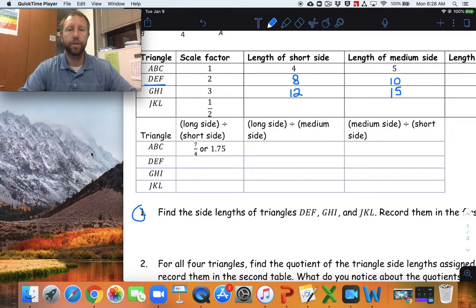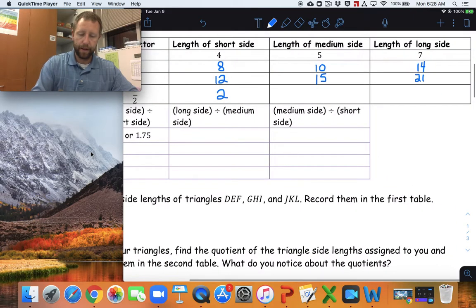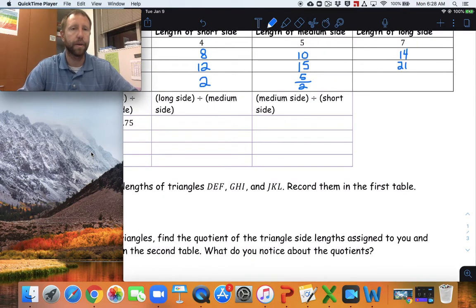My last one here, triangle JKL, and that one is scale factor of 1/2. So I'm going to go ahead and multiply everything by 1/2. 4 times 1/2 is 2, or half of 4 is 2. Half of 5 is 2.5, or 5/2. I'm going to write that as an improper fraction rather than a mixed number. And then 7 times 1/2 is 3.5, or 7/2. And again, I'm just going to leave that as an improper fraction rather than write it as a mixed number.